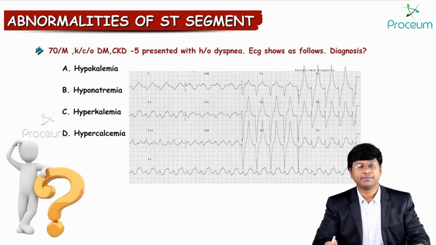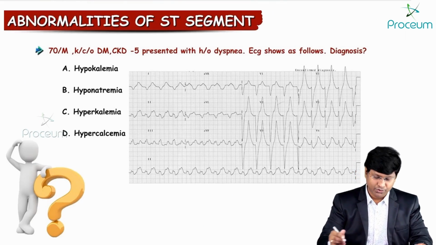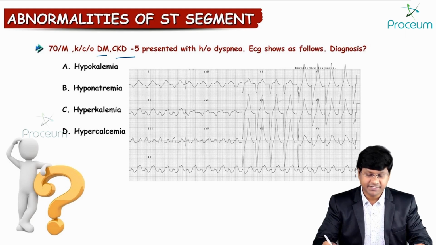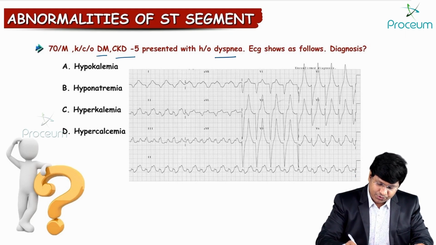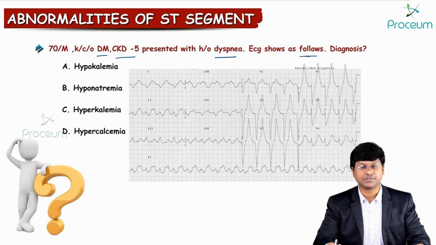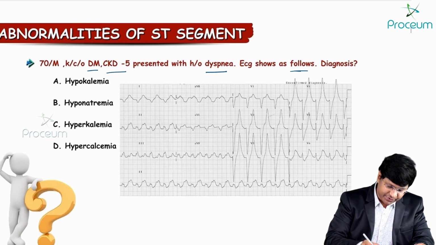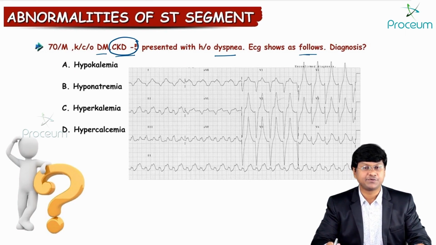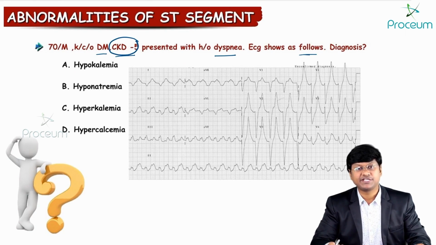In this question, we have a 70-year-old male who is a known case of diabetes as well as CKD stage 5. He presented with a history of dyspnea and the ECG is as follows. What is the diagnosis? So the history is very important to us, that the individual is at CKD stage 5. Okay, that is end stage renal failure. So in end stage renal failure, what are the electrolyte abnormalities you can have? One among that is your hyperkalemia. Right, there are many other electrolyte abnormalities, but one among that is your hyperkalemia.